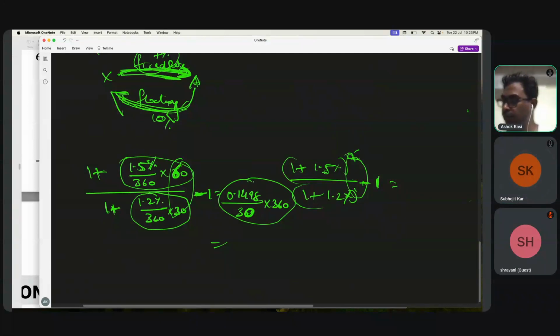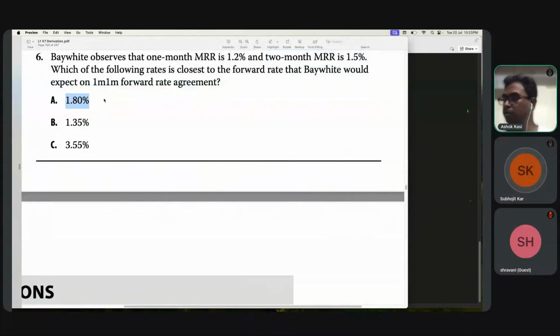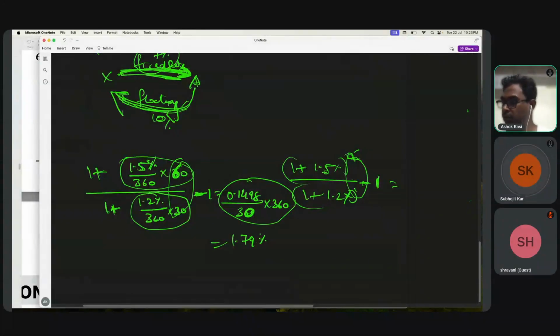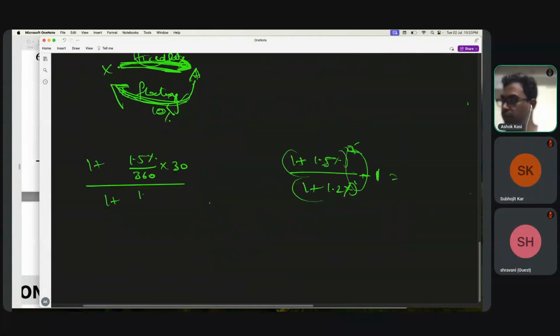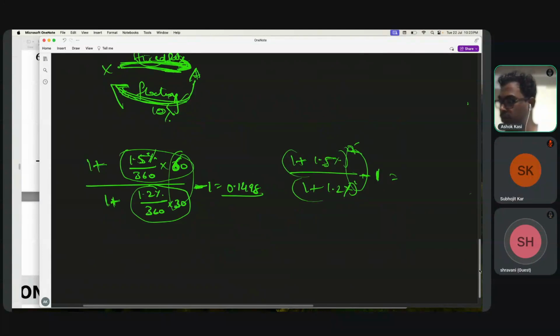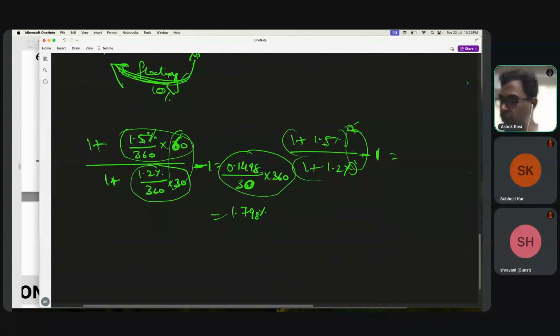Yeah, so it's 1.79, 1.82, this is 1.8 percentage. Now, have you understood how I did this one? Yes, sir. Okay. So this 1.5 percentage is annual, so I'm making it for 60 days. How much? Here I'm making it for 30 days. How much? Just like over here, 2 minus 1, we get the answer for 1 year.